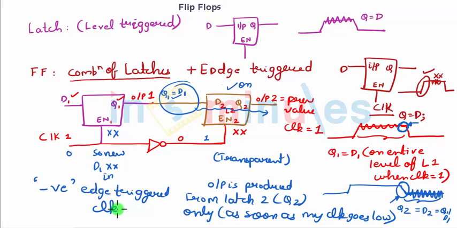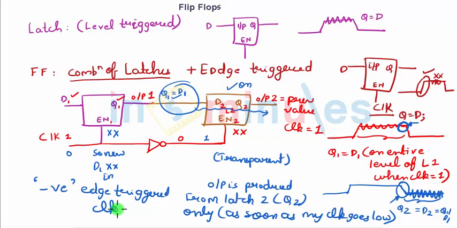We can make a positive edge triggered as well. Very similar concept will be used, and we'll see that in the further clips. So if you have understood that the flip-flop is a combination of latches, and for flip-flop the output is edge triggered and not level triggered, that's the explanation in front of you.